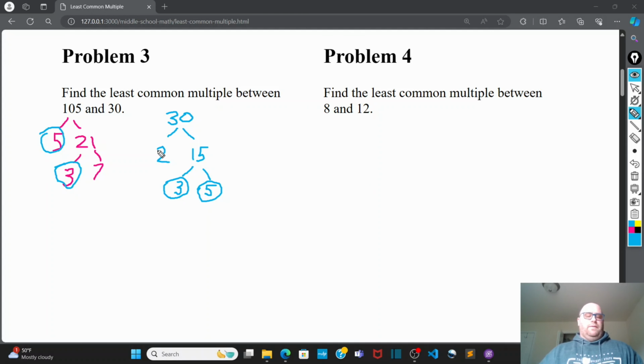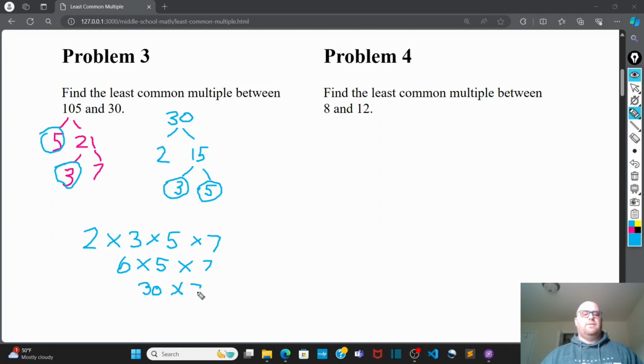So if we want to find the least common multiple, we're going to do 2 times 3 times 5 times 7. Well, 2 times 3 is 6, so we have now 6 times 5 times 7. 6 times 5 is 30, times 7. So our least common multiple, 30 times 7 is 210. So that's one way we could do it.